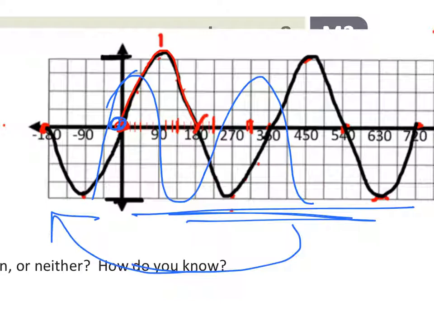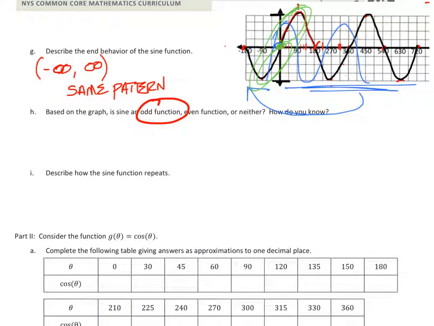Also, another way to look at it is this. Let's go to green. Here's the origin, symmetric about the origin. Does this piece over here match up with that piece over there if you just fold it over through the origin? Yeah, it would. So if I folded this over that way, it would match up. So it's going to be odd.